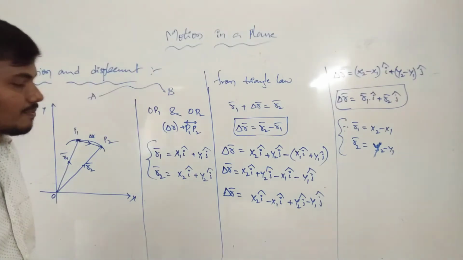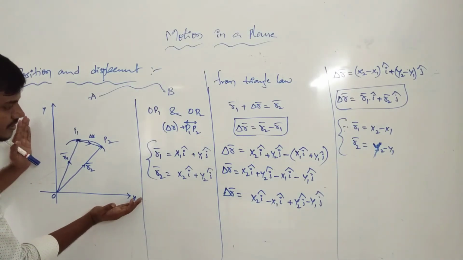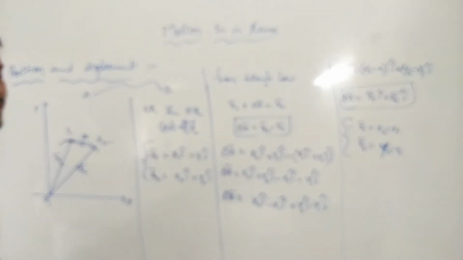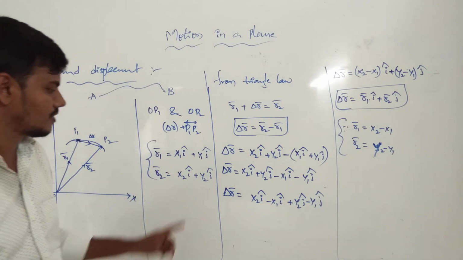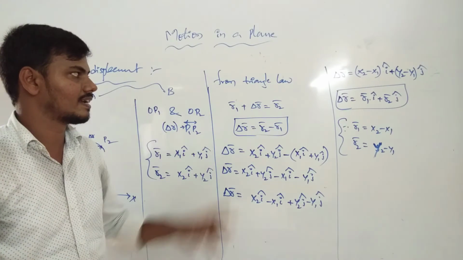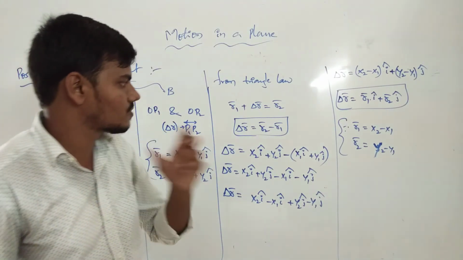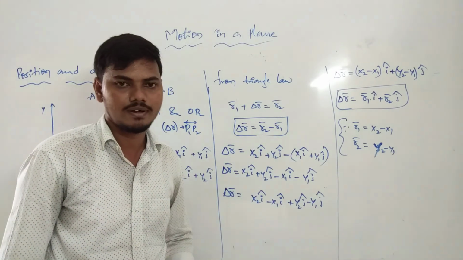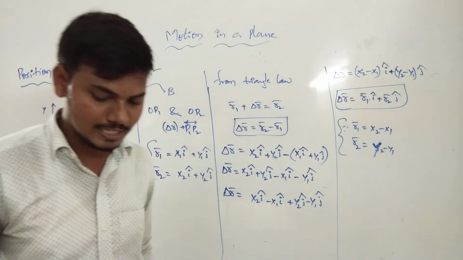Now R1 bar is equal to x1 i cap plus y1 j cap, since we are taking x1 and y1, the x position and y position with respect to the first one. R1 bar is equal to x1 into i cap plus y1 into j cap. R2 is equal to x2 into i cap plus y2 into j cap. Since we are taking from the triangle, this is a very important one: R1 bar plus delta R bar is equal to R2 bar. This equation will be for the position and the displacement too. Right. Clear? You know the next one?